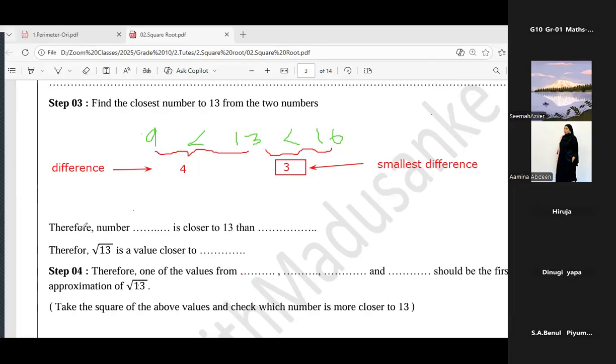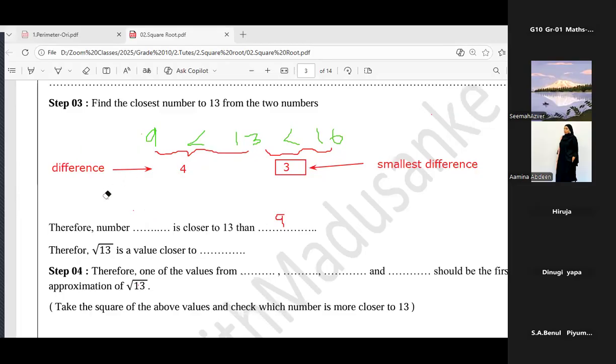So then you can write, therefore, number 16 is closer to 13 than 9. Right? Number 16 is closer to 13 than 9. Please fill this out.